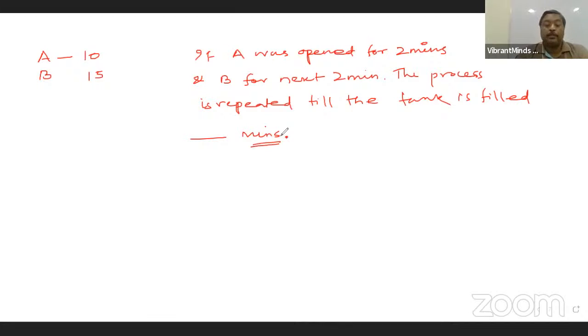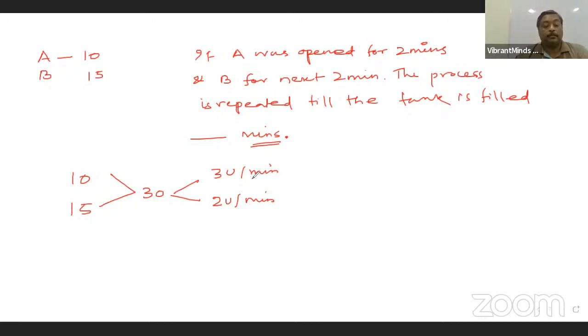Okay, so how many minutes? It is saying the tank will get filled. Now see, 10, 15. In 10 and 15 minutes, they can fill the tank. So 10, 15 LCM is 30. This is 3 units per minute and this is 2 units per minute.